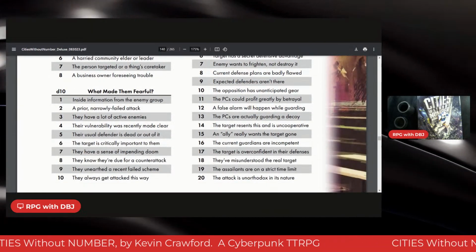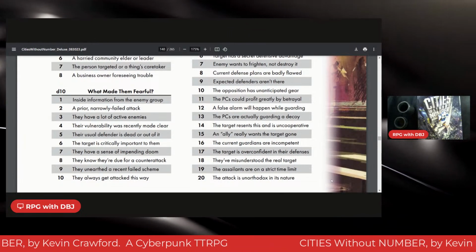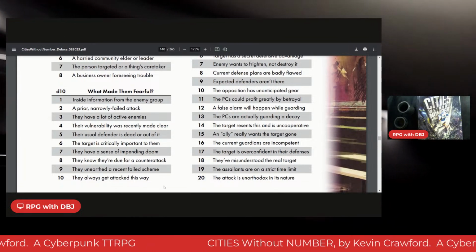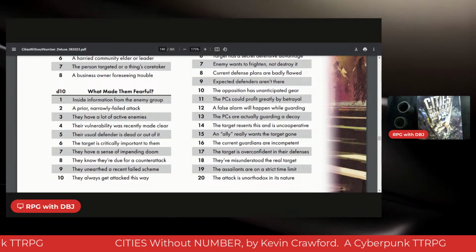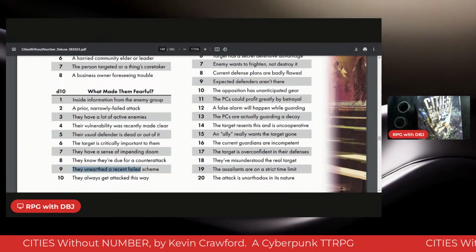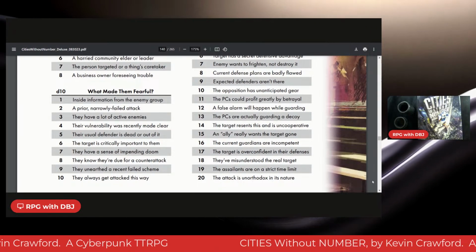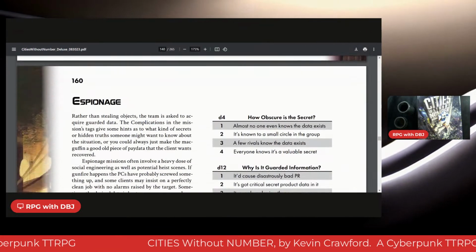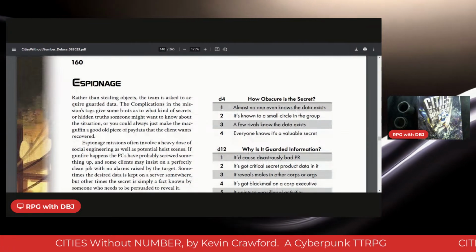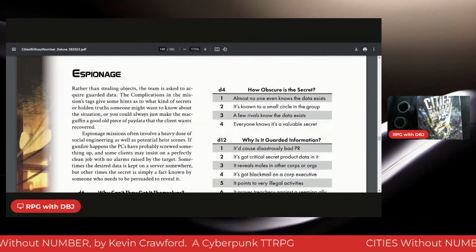Max Rockatansky or whatever his name is supposed to be. Number 9. What made them fearful? They unearthed a recent failed scheme. Kind of cool, right? And mind you, again, these are all prompts. These are all prep methods and whatnot.